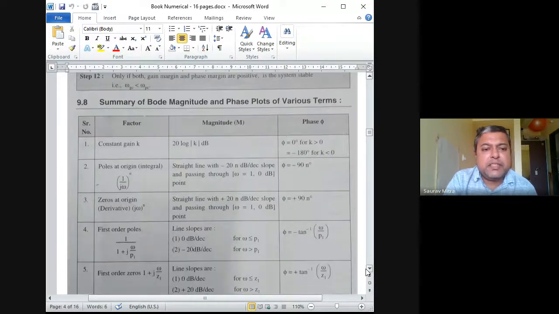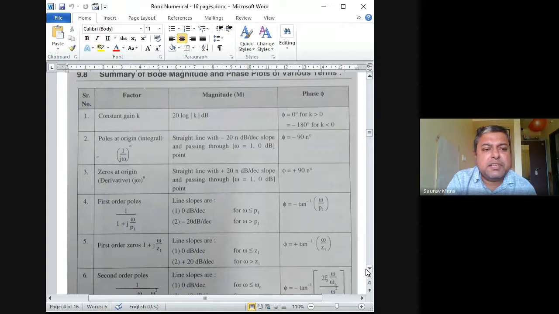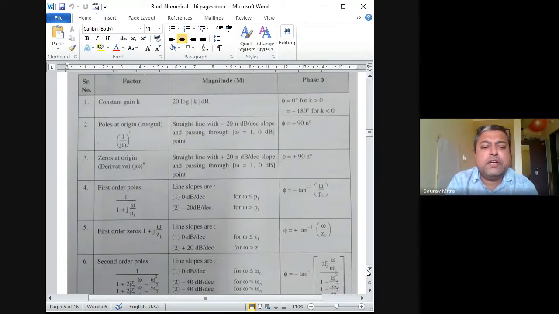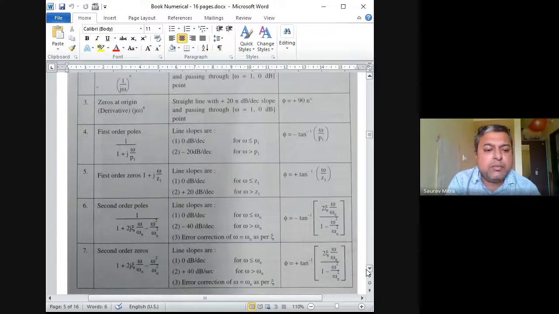Summary of Bode magnitude and phase plot. So this is a summary which is given. Constant gain k, how to draw it? So magnitude and phase, both the things are given. In your numerical also you can make this kind of table, so that it will be easier for us to understand. Yesterday we saw a numerical with 0.4, s, 1 plus s by 2, and denominator 1 plus s by 3, and all those things. So all these things you can show here. This is the tabular way of solving the Bode plot numerical.